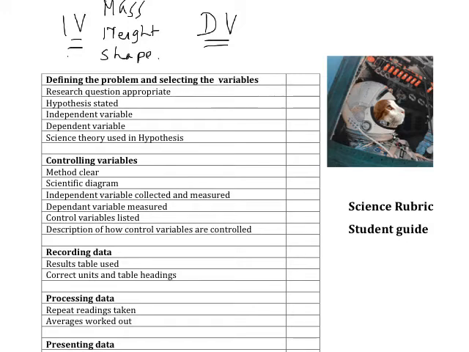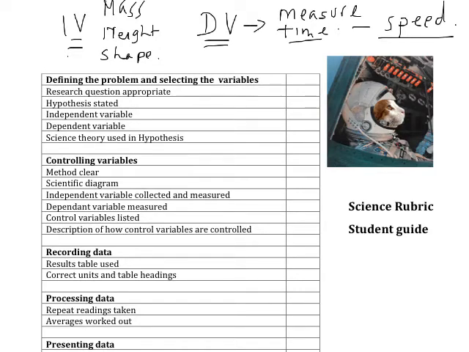The dependent variable then is the variable that you measure. So in this case, it would either be time, if you're looking at how fast it will fall, or in a few cases, speed. But in order to work out speed, you have to do an extra calculation, which I haven't taught you. So you need to stick with these two. Now, that's not the only thing you have to do.